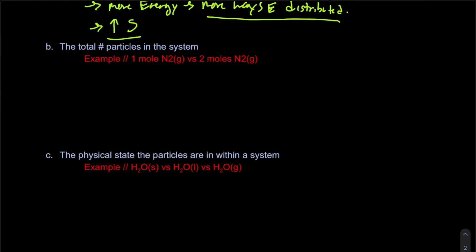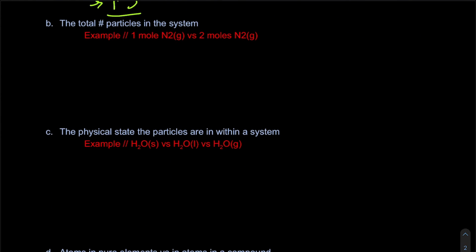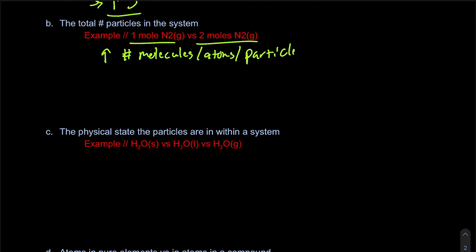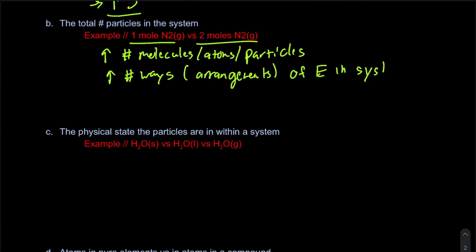Now the next one that we want to look at is the number of particles in a system. So now if we have 1 mole of N2 versus 2 moles of N2. Well, now again, we're looking at the same molecule. And what we've done is we have more particles. We have more atoms. We have more molecules that we would see here. And if we increase the number of molecules or atoms or particles, in this case, we're thinking of the same thing, N2. Well, that would mean we're going to increase the number of ways or arrangements of energy in that system, because we've given it more energy, right?